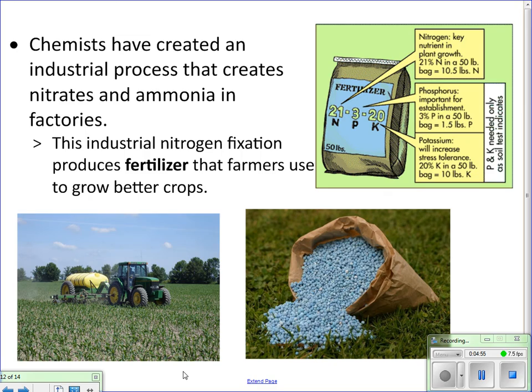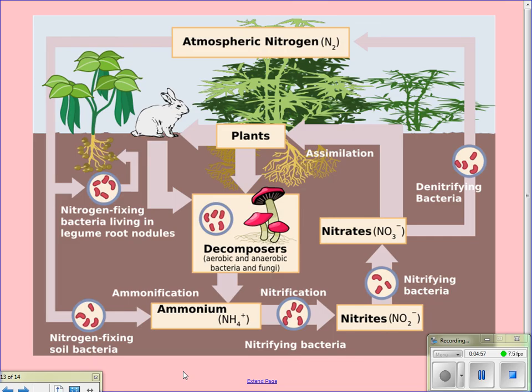crops. So again, as a review, this concludes the podcast, but please make sure you copy down the nitrogen cycle shown.